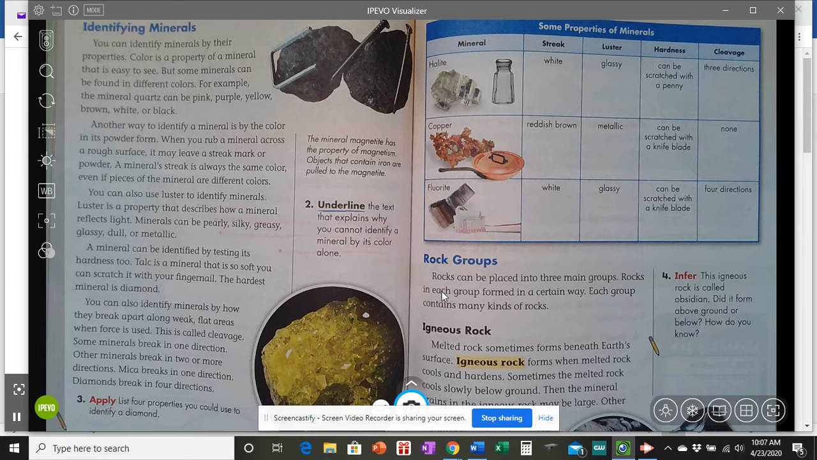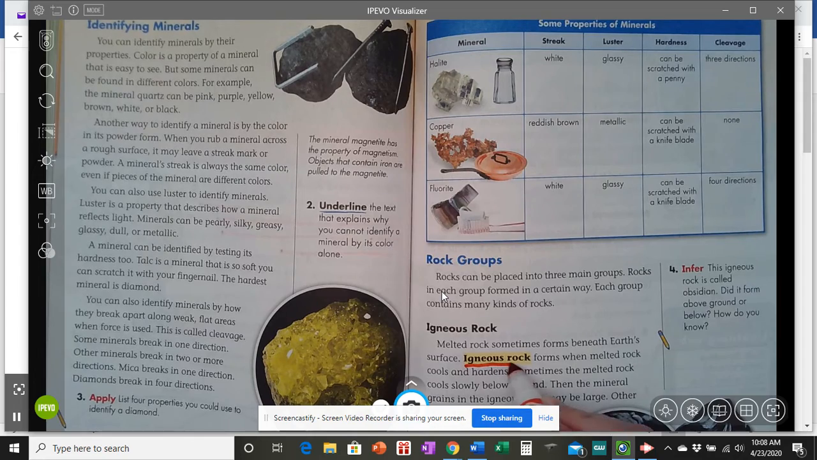Rocks can be placed into three main groups. Rocks in each group formed in a certain way. Each group contains many kinds of rock. Igneous rock. Melted rock sometimes forms beneath Earth's surface. Igneous rock forms when melted rock cools and hardens, and I'm going to underline that because that is one of the vocabulary words.